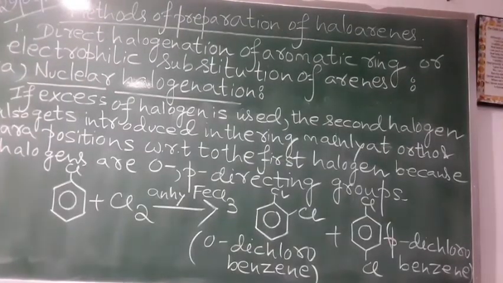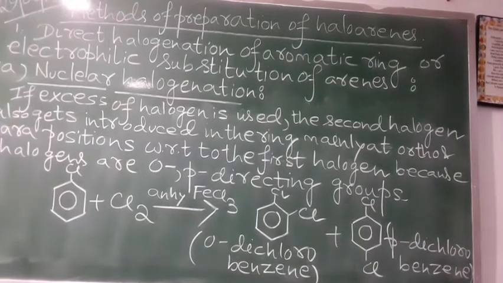Now students, if excess of halogen is used, the second halogen also gets introduced in the ring, mainly at ortho and para positions with respect to the first halogen, because halogens are ortho-para directing groups. You can see the reaction which I have written on the board. Chlorobenzene, when added to chlorine in presence of anhydrous FeCl3, forms a mixture of ortho-dichlorobenzene and para-dichlorobenzene.